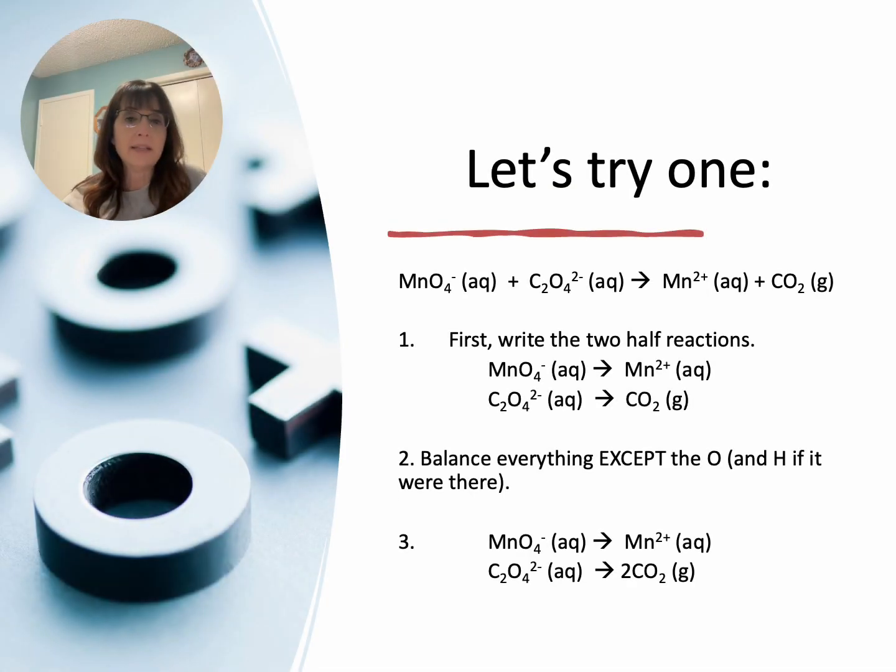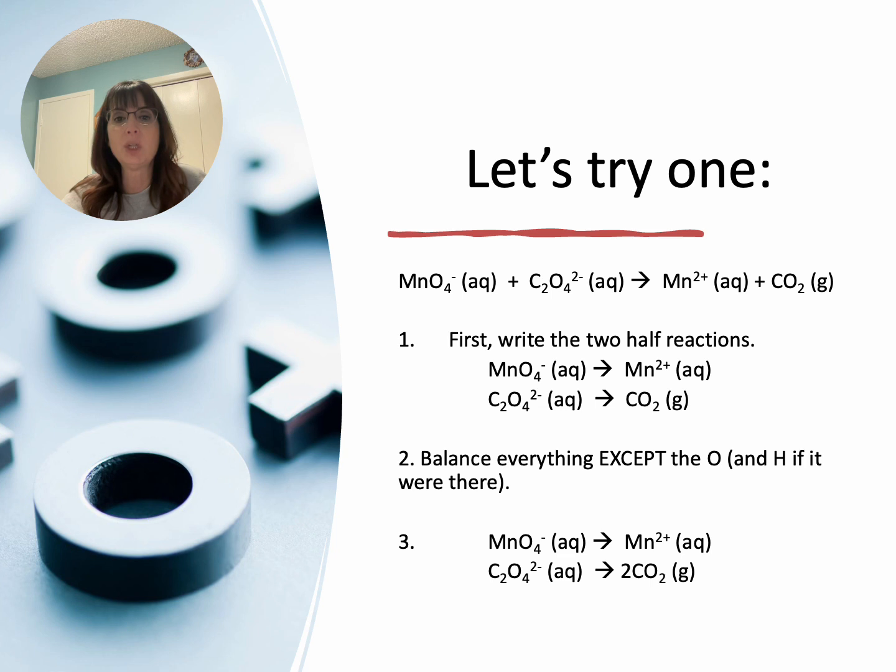Let's go ahead and glance at a problem. And I've got it already worked out, so if you want to stop and pause and kind of work it out along the way, great idea. But there's the overall equation. So the first thing you want to do is break it into the 2 half reactions. We know the thing that has manganese needs to go with the manganese. We know that the C has to go with the C. So split them up like that.